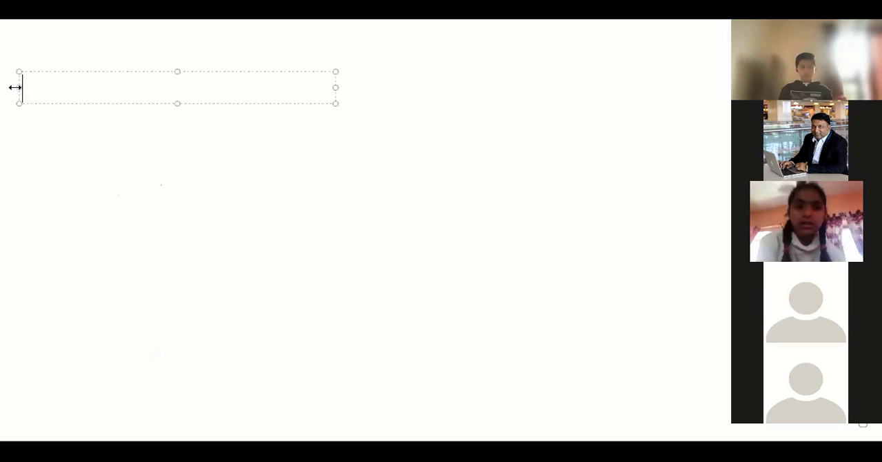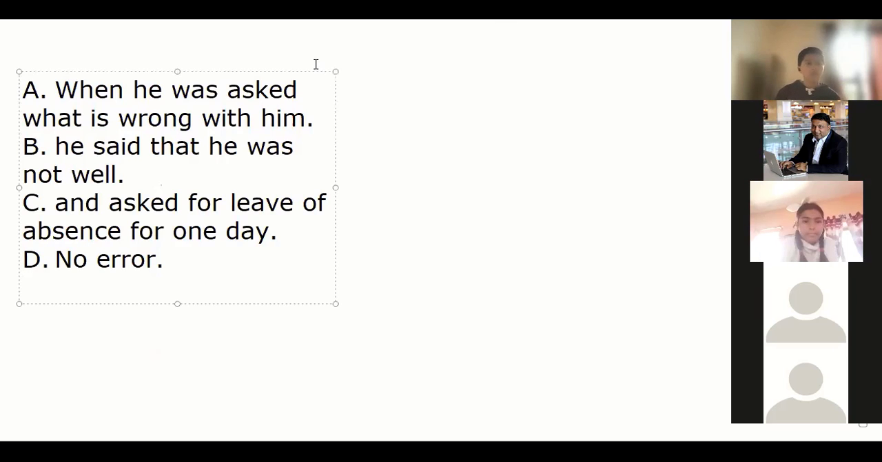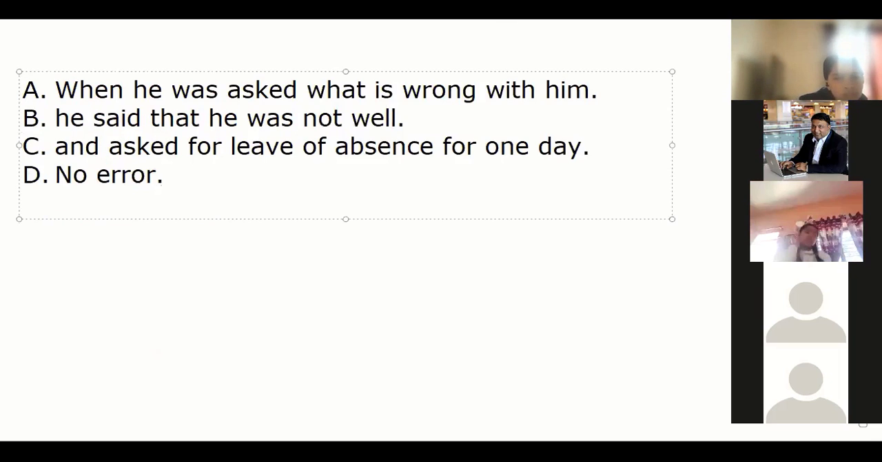If I say this, everybody read through. Maybe Moksha will start with this first. And then everybody else will. The sentence is this. When he was asked what is wrong with him, he said that he was not well and asked for leave of absence for one day.